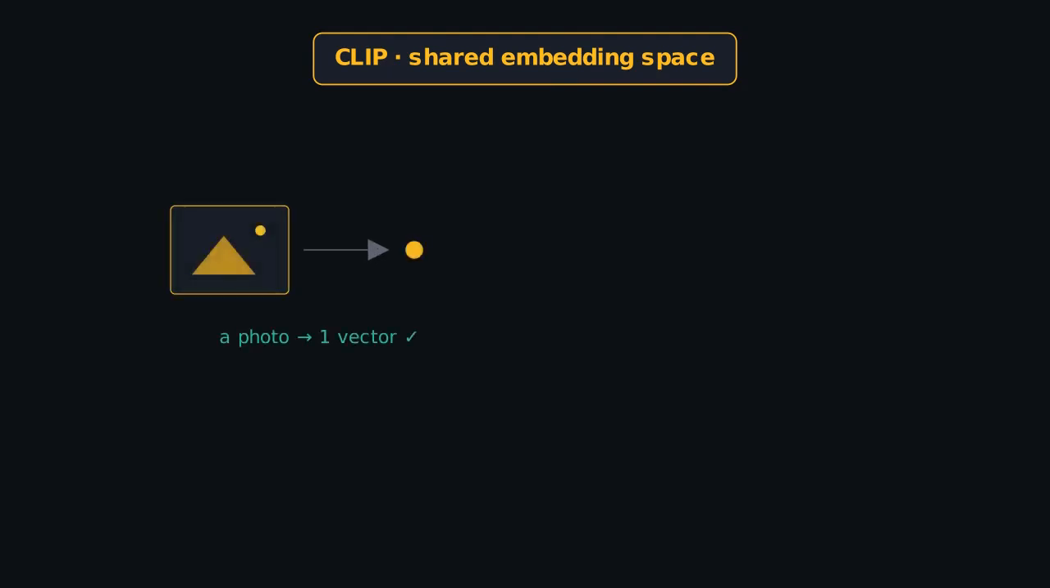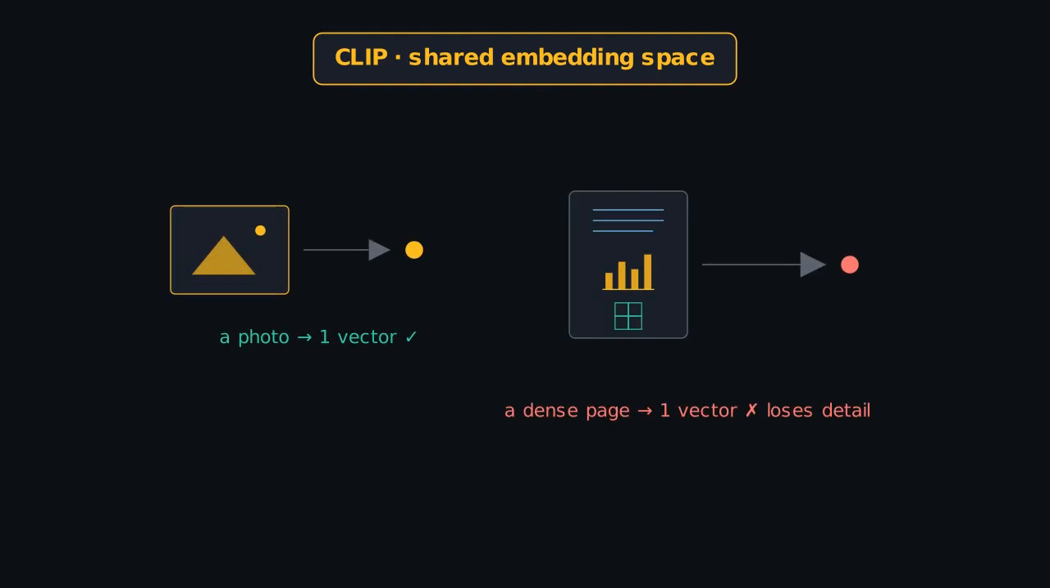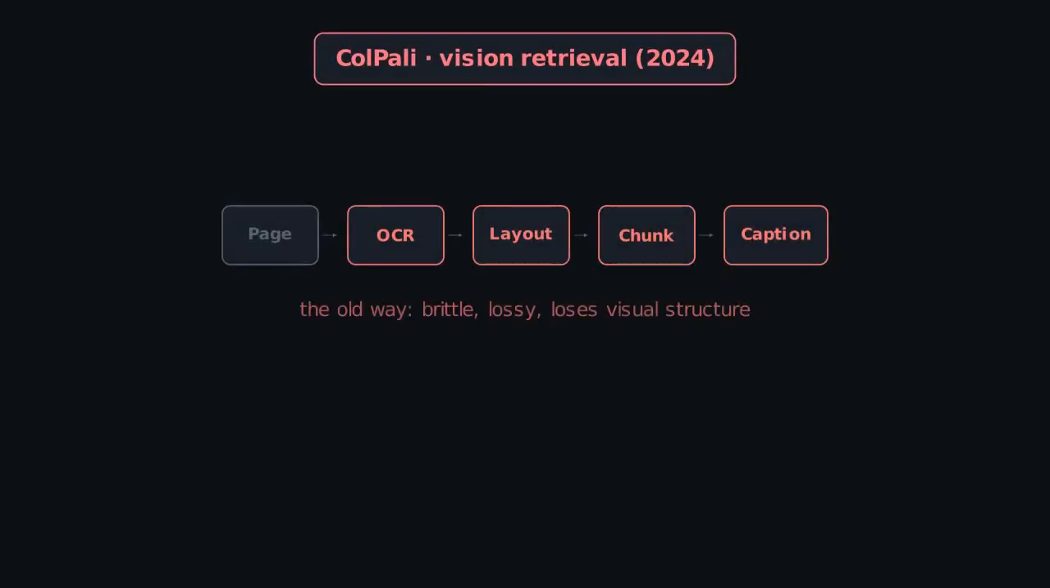But CLIP has a limit. It squeezes a whole image into a single vector. That's perfect for a photo, but for a dense document page packed with text and tables, one vector simply isn't enough. Which brings us to documents and to ColPali, a 2024 method that rethinks retrieval for visually rich pages.